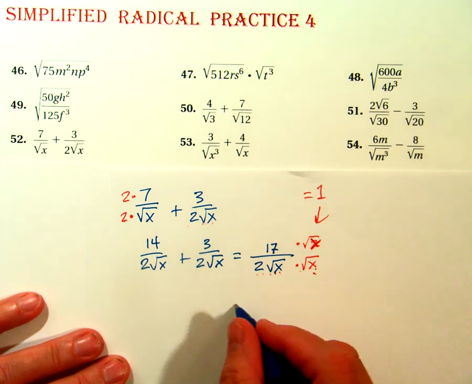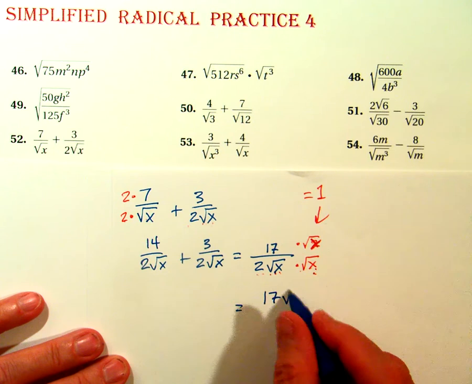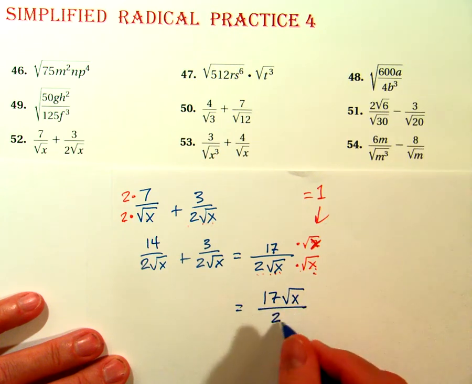So then what do I have here? 17 times the square root of x over 2 times x.